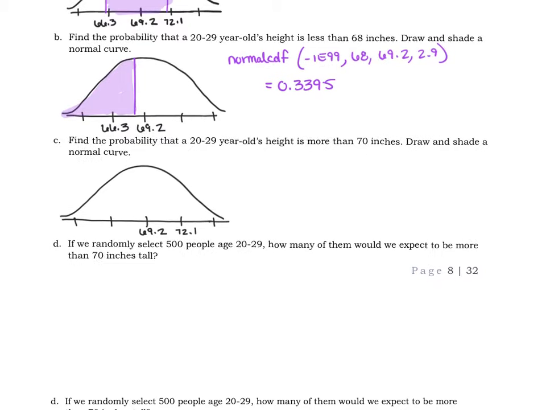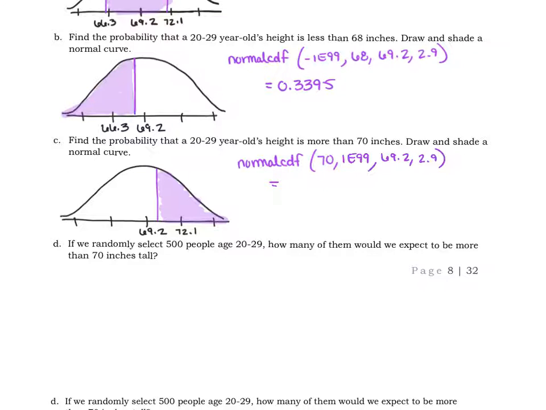Okay, so for C, find the probability a height is more than 70 inches. So again, I'm going to sketch in roughly where that 70 would be. And now since it's more than 70, we're going to the right. So our normal CDF. Lower boundary, lower limit is 70 inches. We don't have an upper boundary. Somebody can be super duper tall. So 1 million or 1e99, mean, standard deviation.